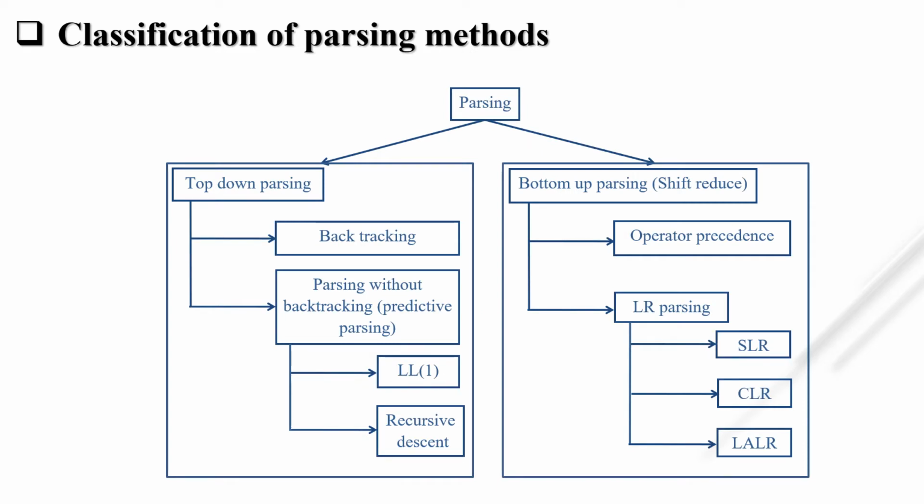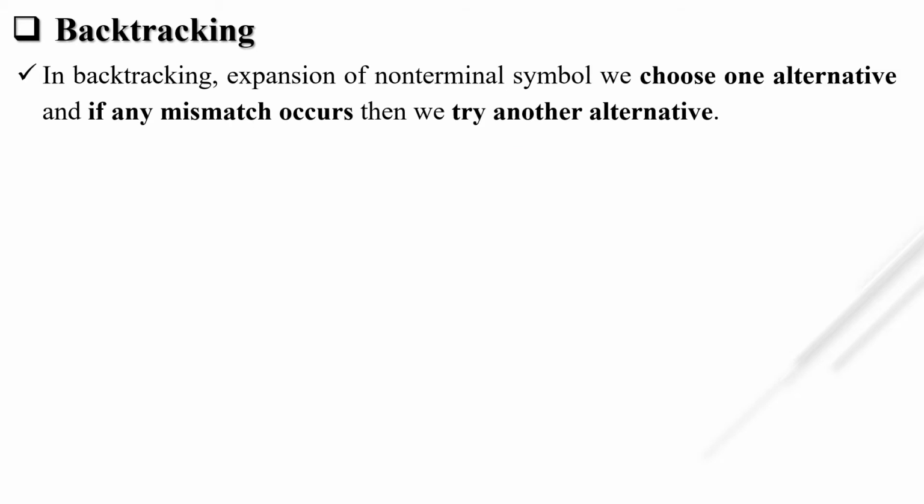So as we know, there are two methods of parsing, top-down parsing and bottom-up parsing. We proceed with the top-down parsing first, where we see how backtracking works, which is a trial version of top-down parsing and is also not practically implemented. Let's see this method. In backtracking, for expansion of a non-terminal symbol, we choose one alternative and if any mismatch occurs, then we try another alternative. So it tries different production rules to match the input string, backtracking each time it does not match the string. Hence backtracking is not preferred in practice.